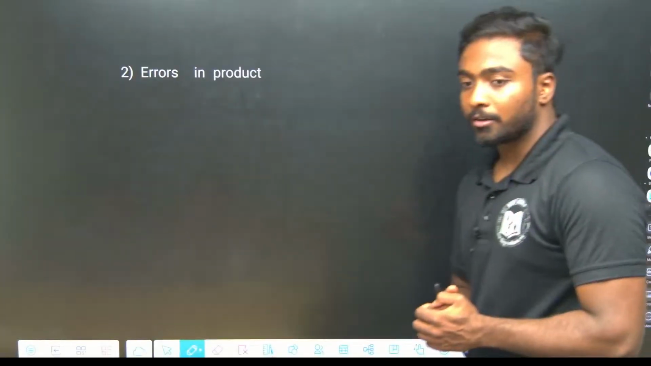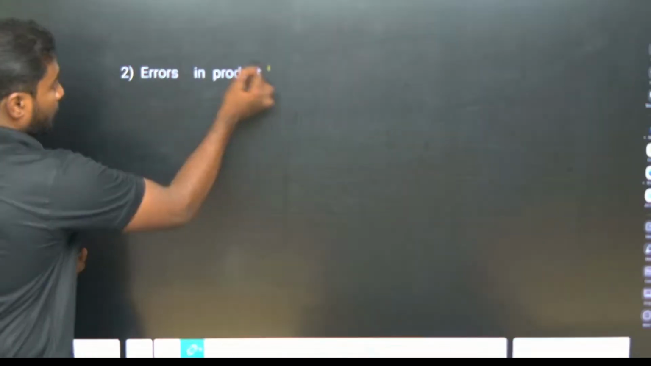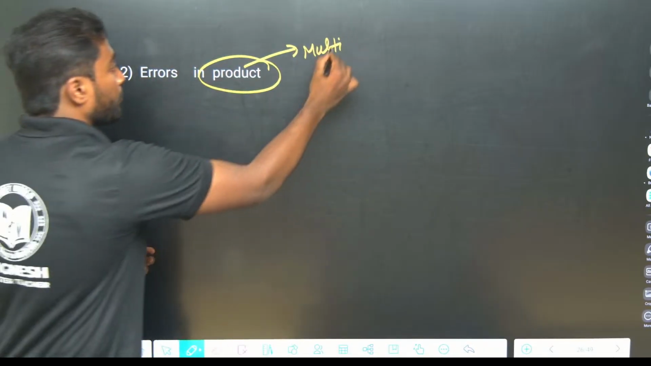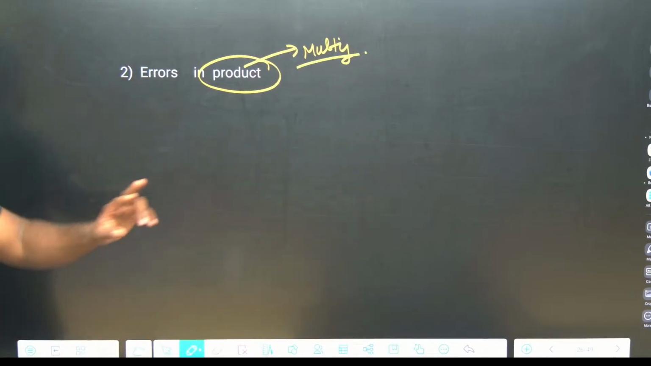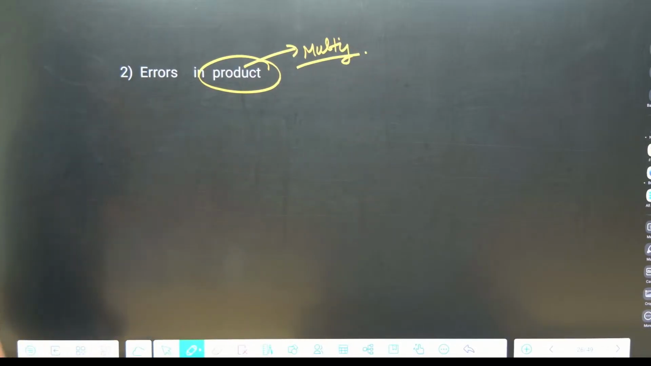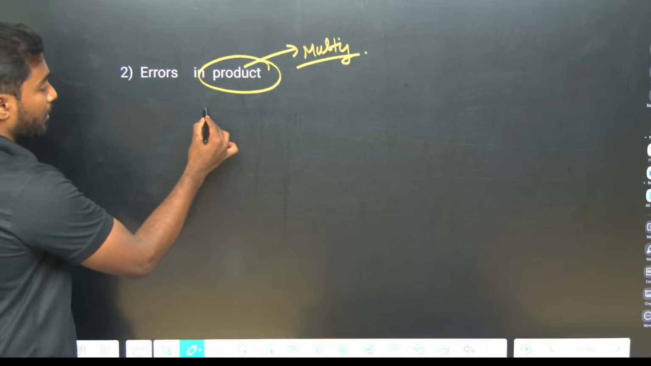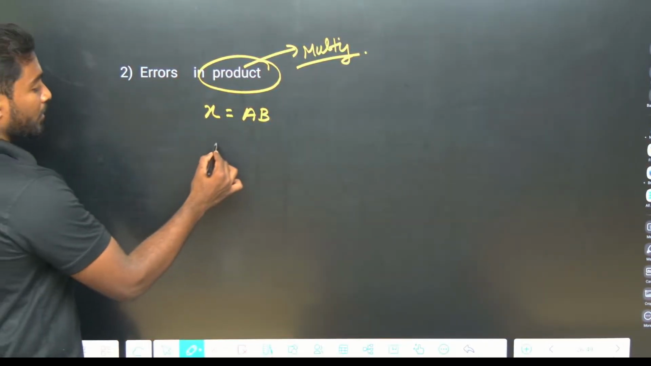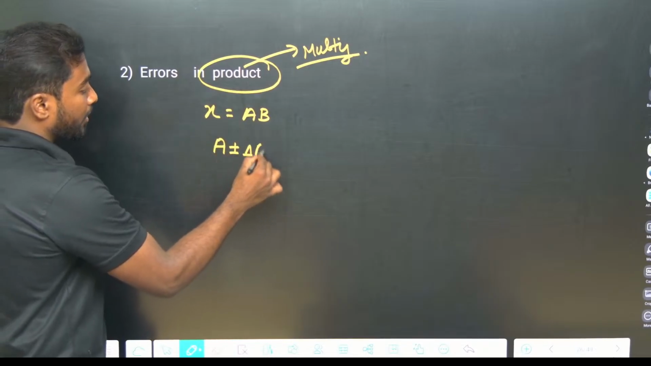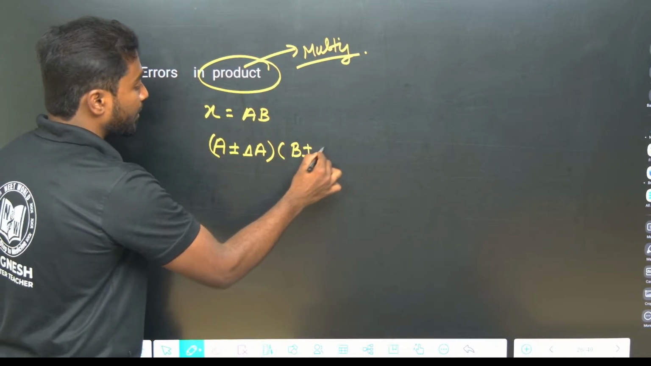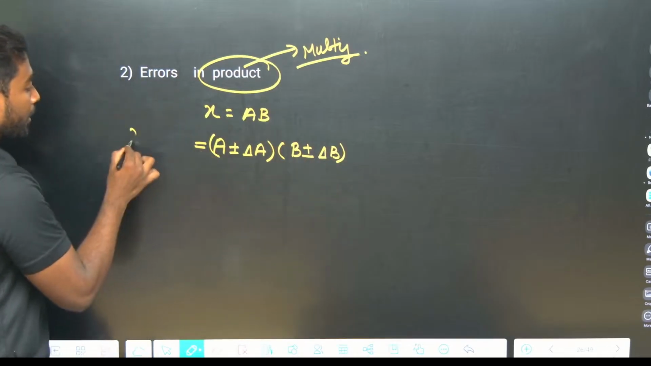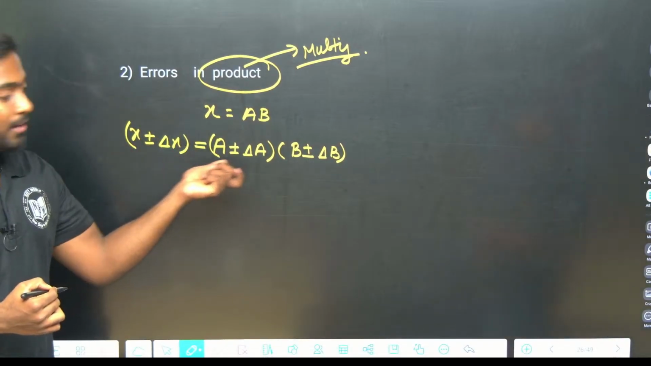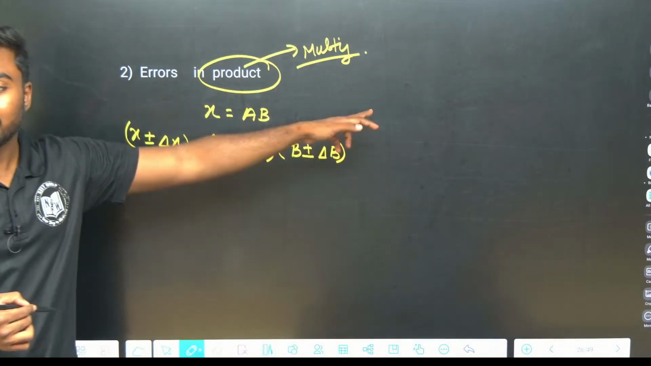Errors in product. Product means multiplication, like we use the cross. Now if I consider the same thing, x is equal to a into b. A plus or minus delta a into b plus or minus delta b is nothing but x plus or minus delta x. So for x plus or minus delta x, there is a plus or minus delta a and b plus or minus delta b.